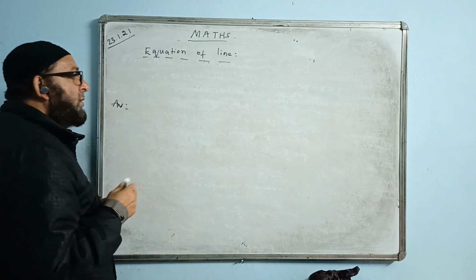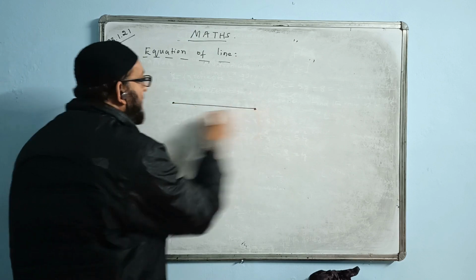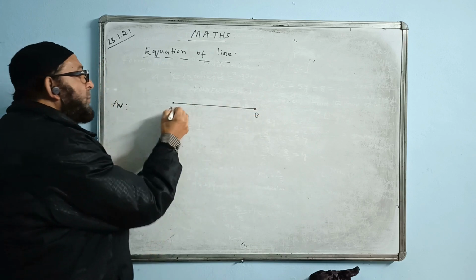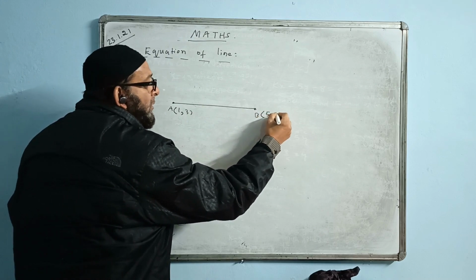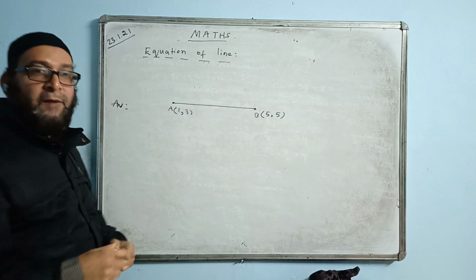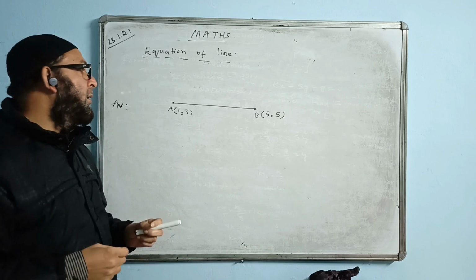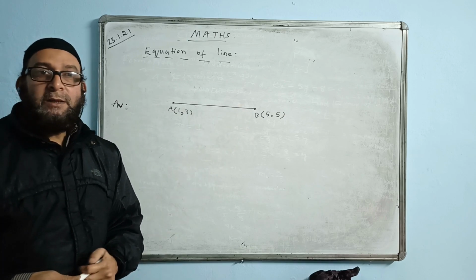Now they may give a question like this. They are saying find the equation of the perpendicular bisector of the line joining the points. So this is the point 1, 3, and out here the point is given 5, 5. You have to find the equation of the perpendicular bisector of the line joining this point and this. What is the meaning of perpendicular bisector?